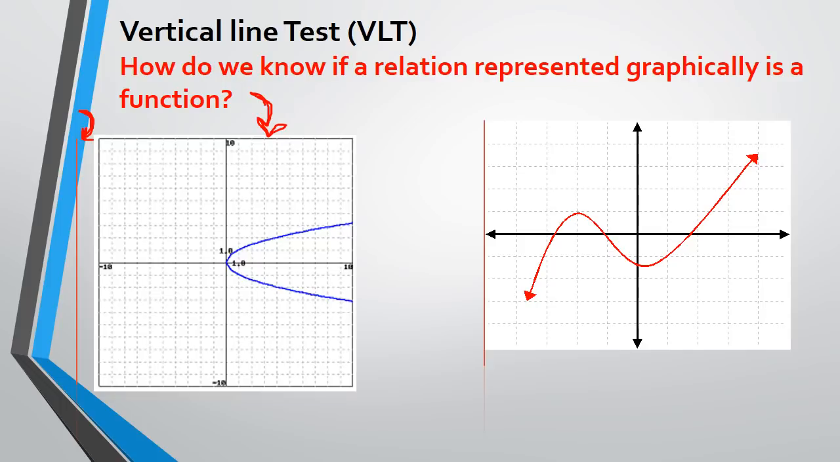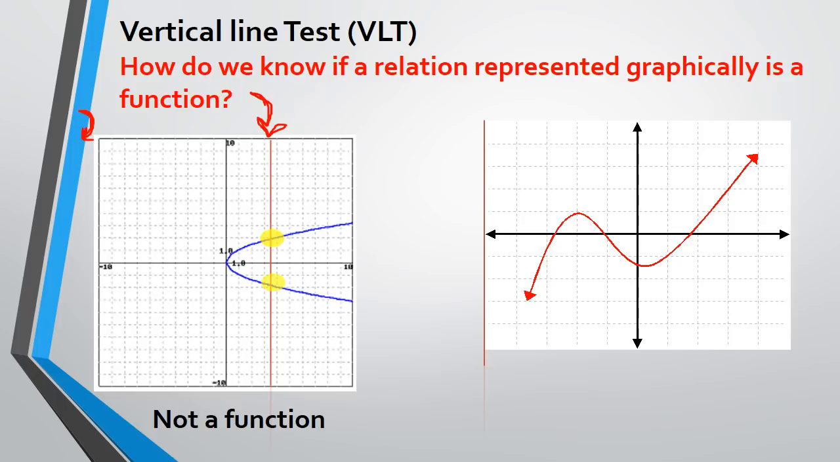And this is how. All you need to do is imagine that this line is going through the graph. And if this line crosses the graph in two or more different places, just like what we have here, then this graph is not a function.